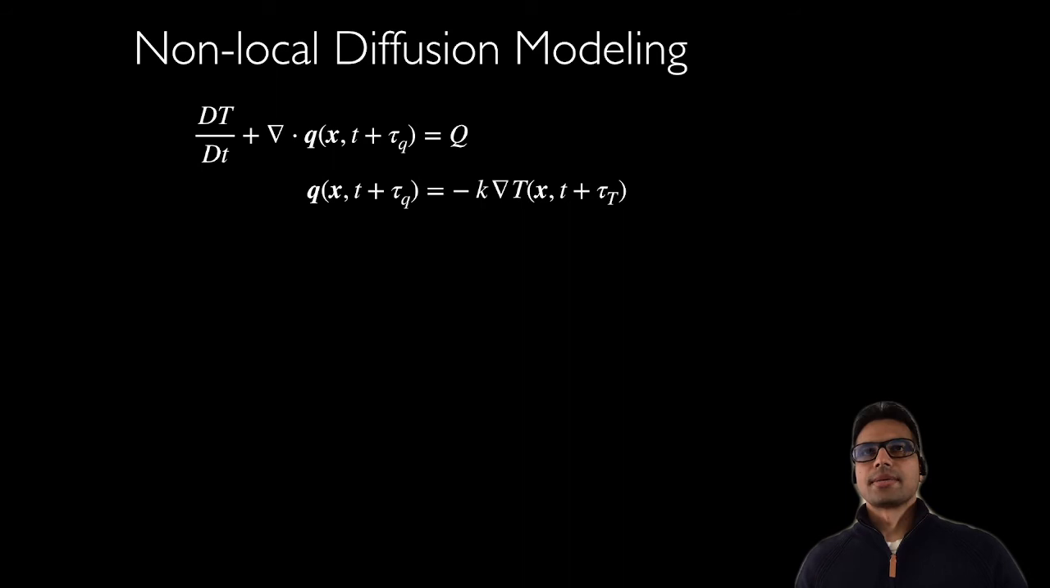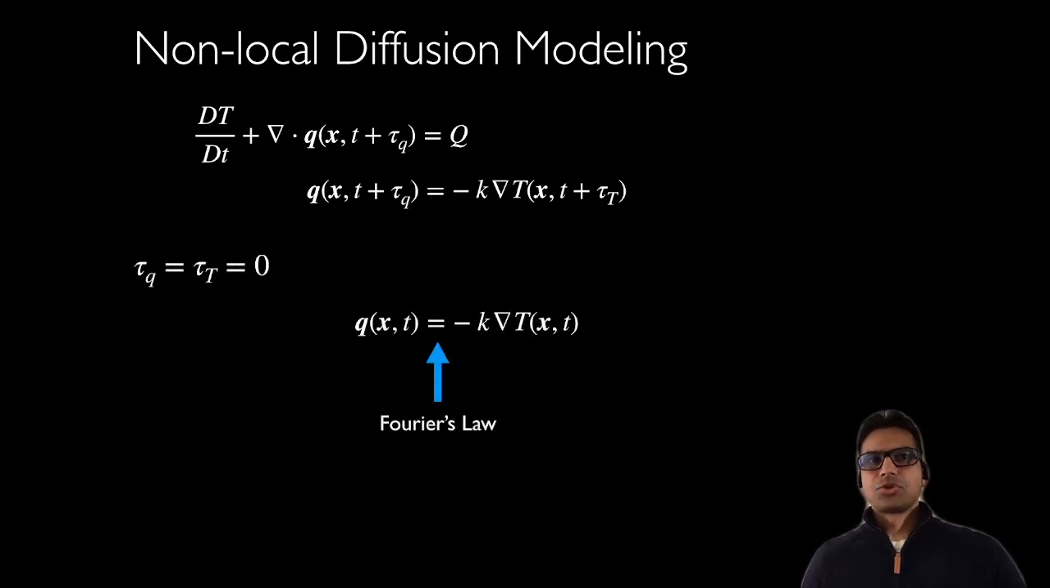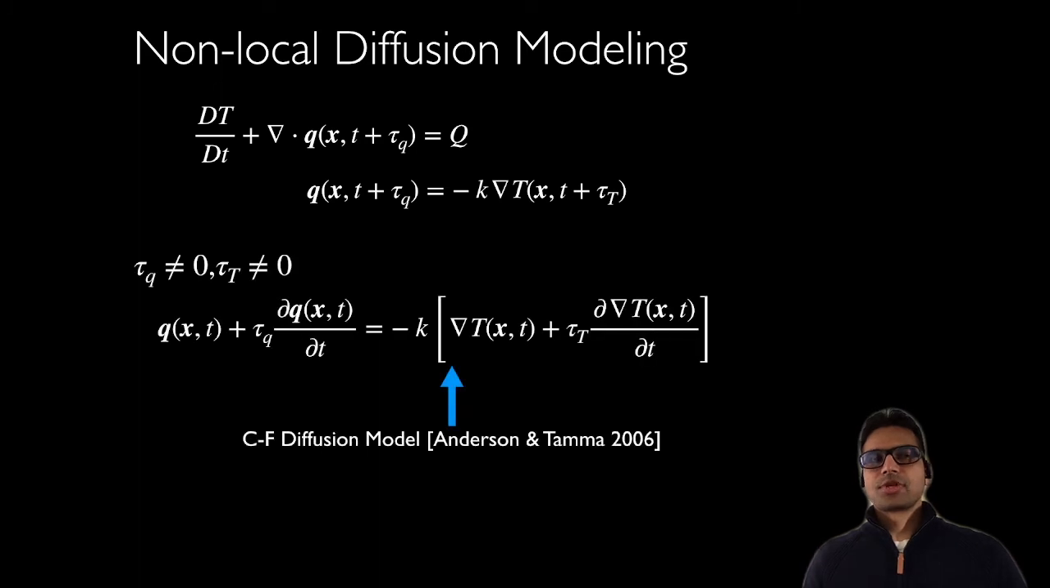Let's look at a very concrete example through the example of diffusion modeling. So here I've written the diffusion of temperature in general terms. And basically, if you choose these parameters tau q and tau t to be zero, then we recover Fourier's law, which is the predominant method to simulate diffusion. But if we choose non-zero values for these parameters tau q and tau t, then we get this other model of diffusion, which is called CF diffusion, that was first explored by Anderson and Tamma in 2006.